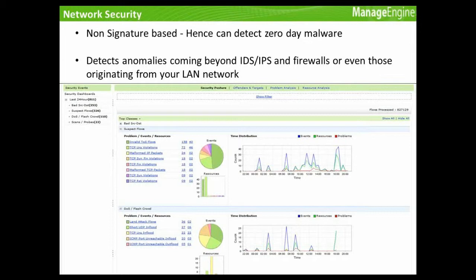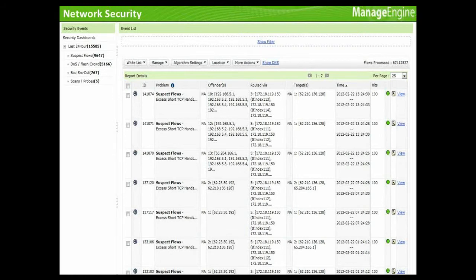And you can even capture those flows or anomalies which originate from your LAN network and go out into the internet. So that is one important scenario where NetFlow can help you, network security. You find out what sort of attack is happening, what sort of network problem or network anomaly is happening, and then you can drill down on that and see what the problem is. You can see the target, the offender, how it was routed, all this information.